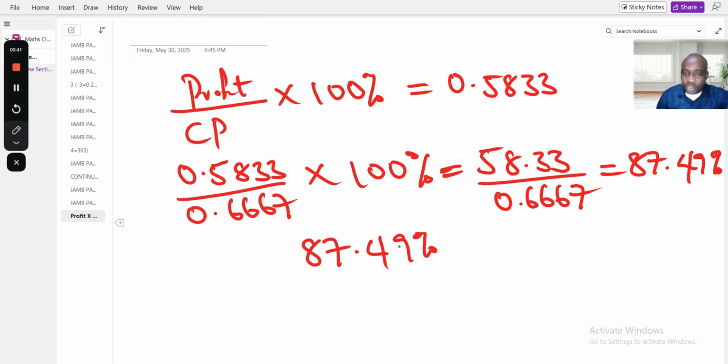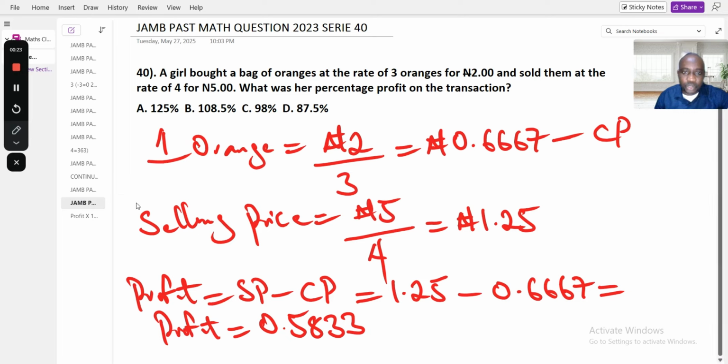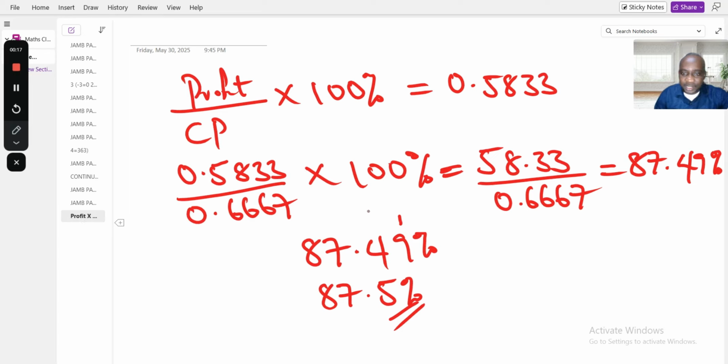When we approximate to one decimal place, we change this 9 to 1 because it's 5 and above, and add this one to 4. It's going to give us 87.5%. Our final answer is going to be D. Our final answer is D.